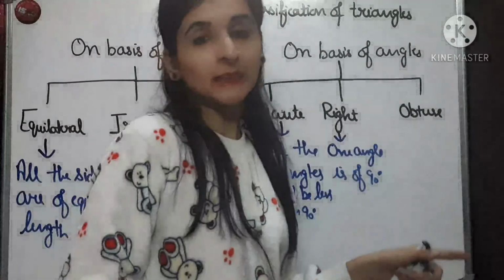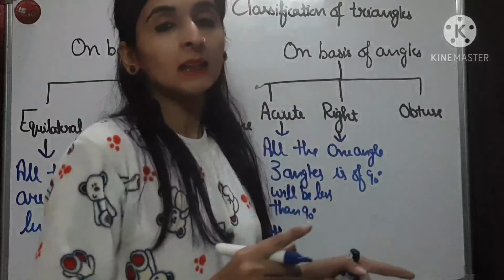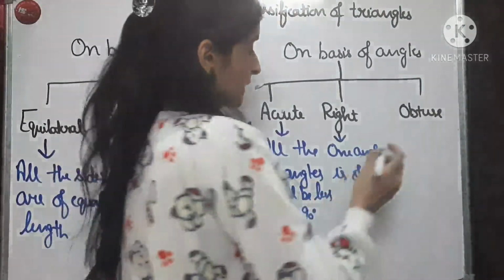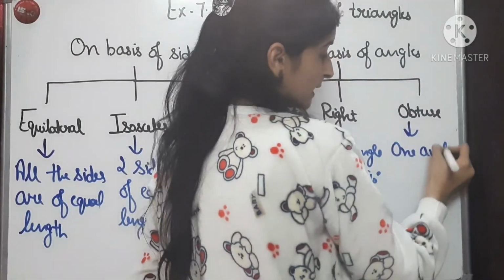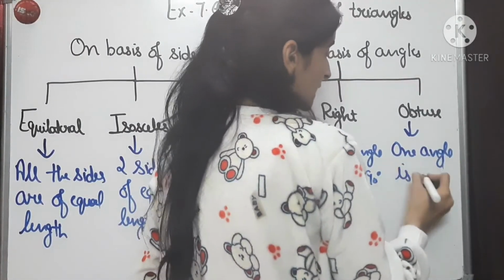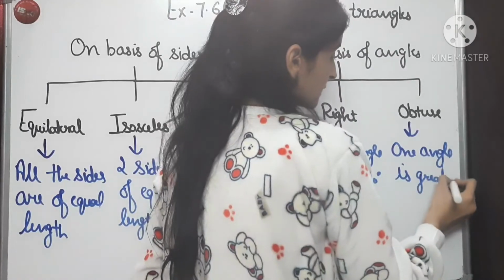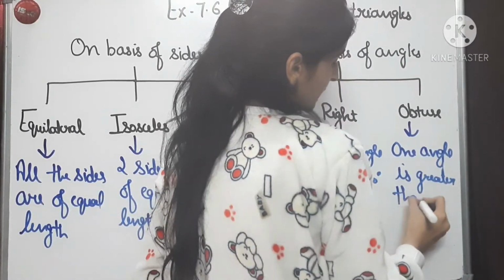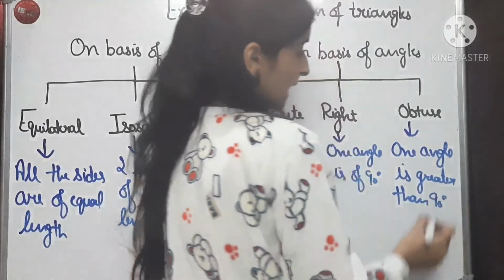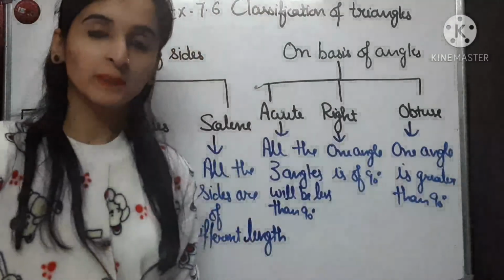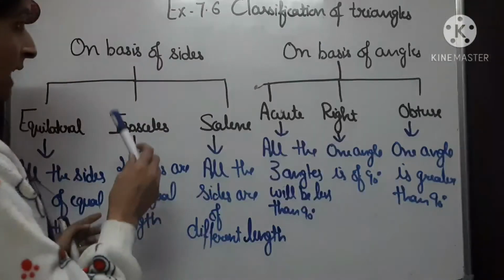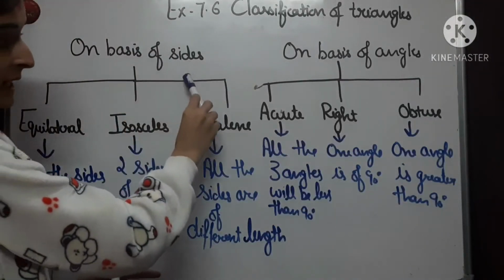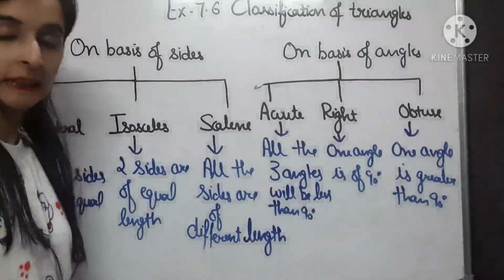Okay. Now let's come to obtuse angle triangle. In obtuse angle triangle, one angle will be greater than 90 degrees. Because obtuse angle is greater than 90 degrees, so one angle is greater than 90 degrees. If one angle is greater than 90 degrees, then that triangle is called obtuse angle triangle. So here we have discussed the types of triangles on the basis of sides and on the basis of angles.